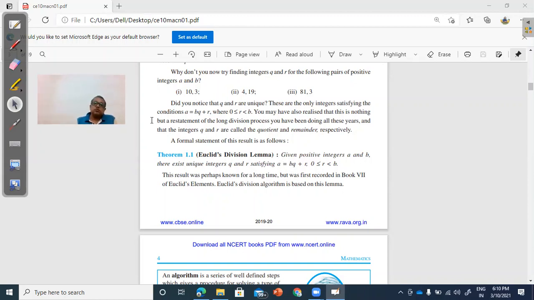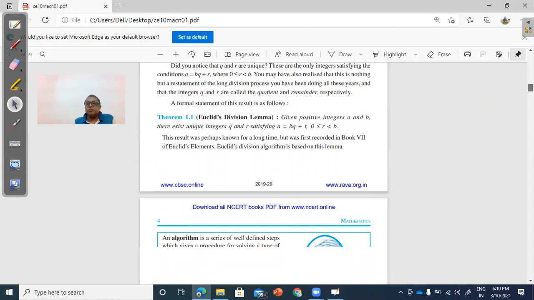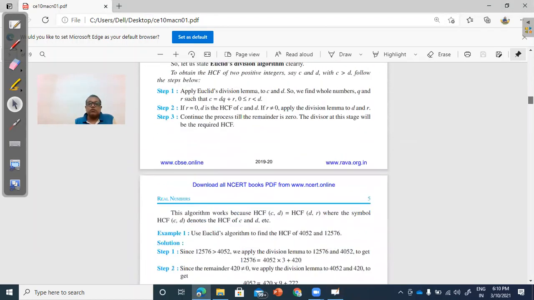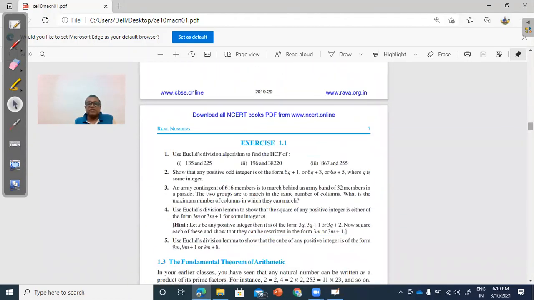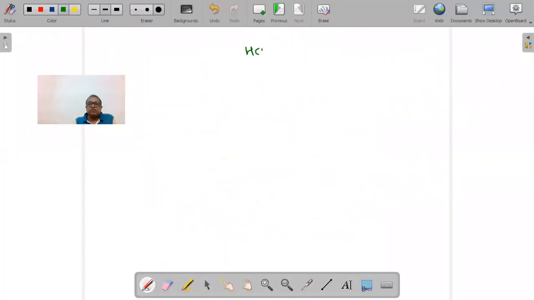Now, how is this used to find the HCF? Euclid division lemma is used to find the HCF of two numbers. So let me try to explain to you how this is used to find HCF of two numbers. If I were to find the HCF of, I'm taking a random sum, 25 and 35. I'm going to take the bigger number as A and the smaller number as B. Always take the bigger number as A and smaller number as B, right?